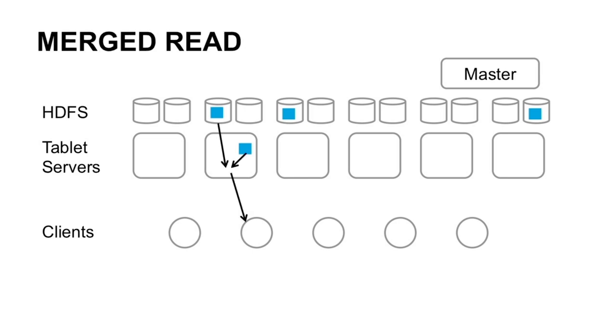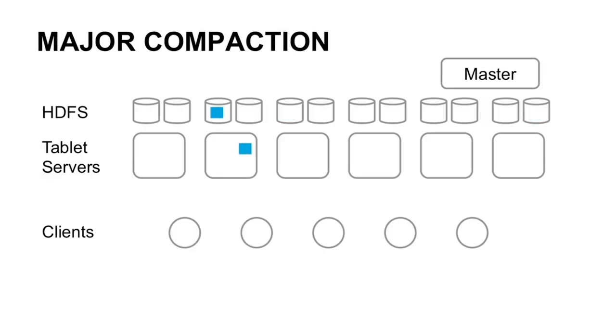When a client sends a scan request to a tablet server, the tablet server will read from memory and any files associated with a tablet to create a cohesive sorted view of the data and return it to the client. Over time, the number of files associated with a tablet will grow, and occasionally a tablet server will combine several files into one file in a process called major compaction.